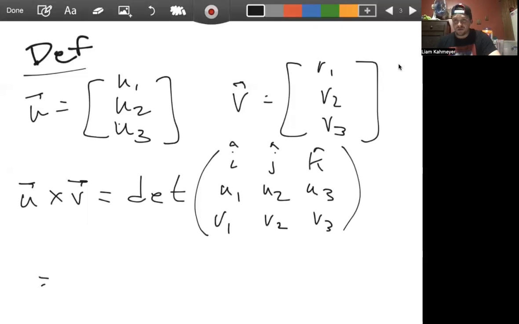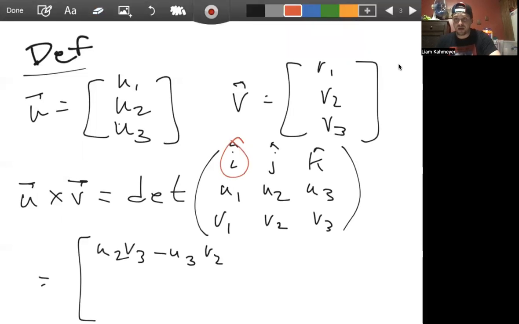And we could expand this definition because we know how to take a determinant, right? So if we take the determinant of this 3 by 3 matrix, we have in the first component u2 v3 minus u3 v2. Because we start with i hat, we block out the row and column that i hat belongs to, and then we take the corresponding 2 by 2 determinant of what's left. So if we took the 2 by 2 determinant here, we would get u2 v3 minus u3 v2.